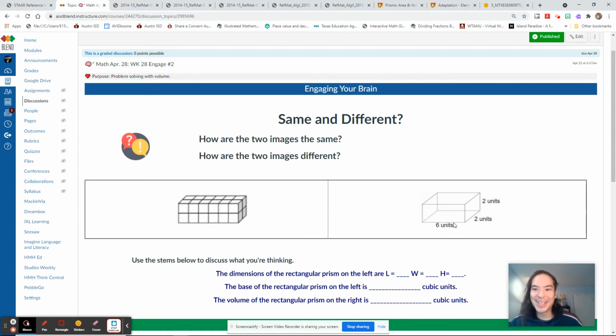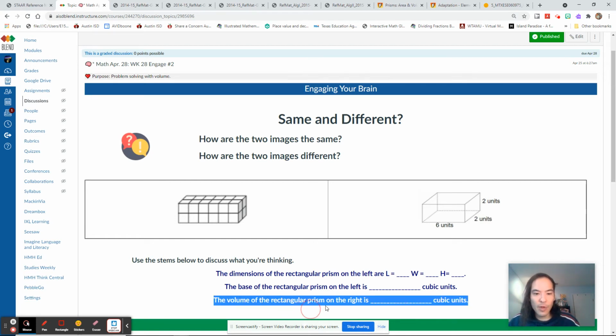It's also going to be the base of the one on the right, but we don't see the cubic units, right? But if we're doing length times width, it's still going to be 12. So both of these have a base of 12 cubic units. We can see it easier on this one because they separated each one into the cubes. All right. And then finally, the volume of the rectangular prism on the right is blank cubic units.